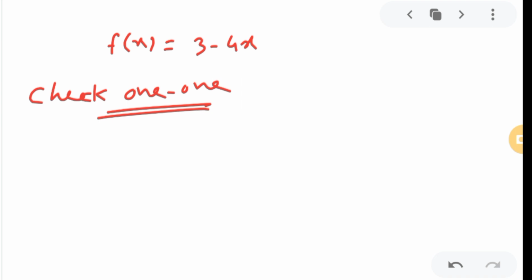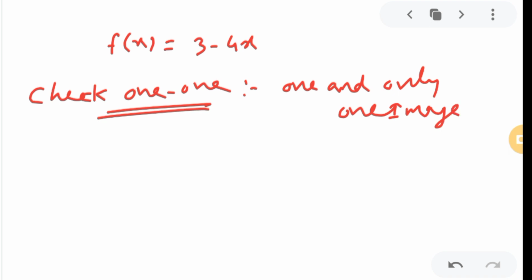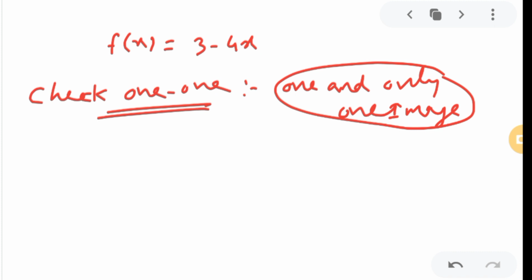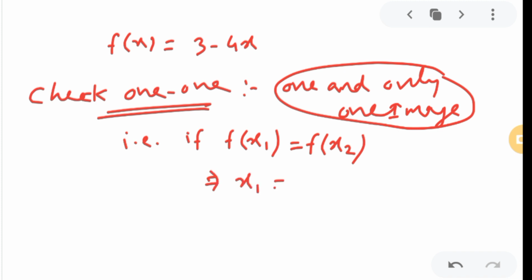So when a function will be 1-1, in short you can understand it as one and only one image. I am writing this to explain, no need to write it in the exam. What is the meaning? Meaning is that if f(x1) is equal to f(x2), then x1 is equal to x2. So if this condition is true, then I will tell this is 1-1.